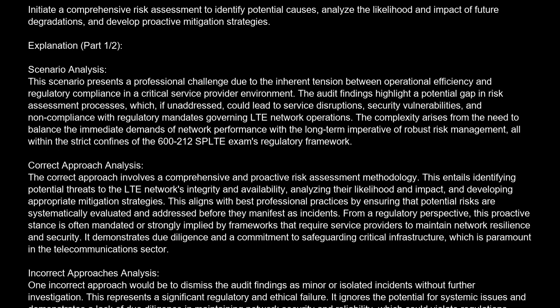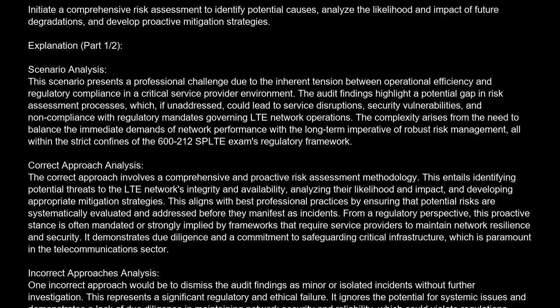This scenario presents a professional challenge due to the inherent tension between operational efficiency and regulatory compliance in a critical service provider environment. The audit findings highlight a potential gap in risk assessment processes, which, if unaddressed, could lead to service disruptions, security vulnerabilities, and non-compliance with regulatory mandates governing LTE network operations. The complexity arises from the need to balance the immediate demands of network performance with the long-term imperative of robust risk management, all within the strict confines of the 600-212 SPLTE exam's regulatory framework.